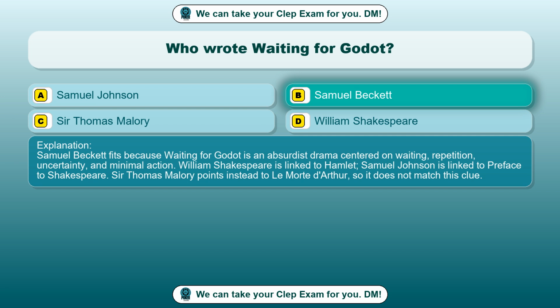Samuel Beckett fits because Waiting for Godot is an absurdist drama centered on waiting, repetition, uncertainty and minimal action. William Shakespeare is linked to Hamlet, Samuel Johnson is linked to Preface to Shakespeare. Sir Thomas Malory points instead to Le Morte d'Arthur, so it does not match this clue.